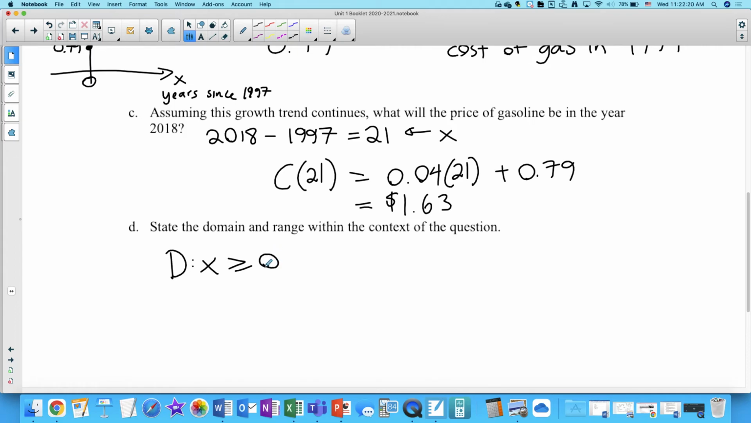Okay. What about the range? What's the lowest cost of gas that you could have? Exactly. Y is greater than or equal to 0.79. Or I would actually use, instead of y, C of x. Okay? A really, really good question to ask yourself when you're trying to figure out domain and range for a context is, could this value be negative? Sometimes it can. If you're talking like about the temperature outside, you can have negative values there. But oftentimes, that will help you to figure out what's possible.